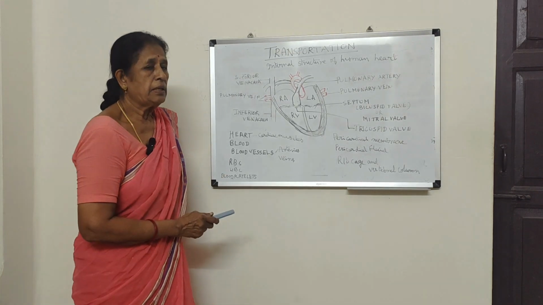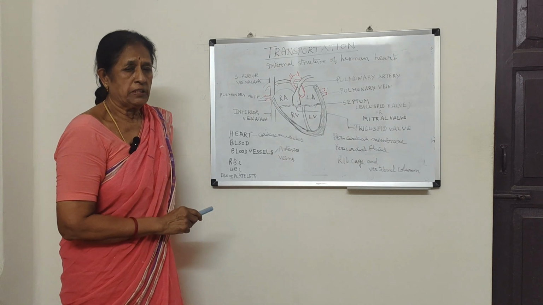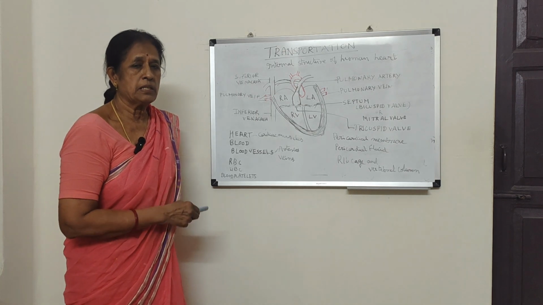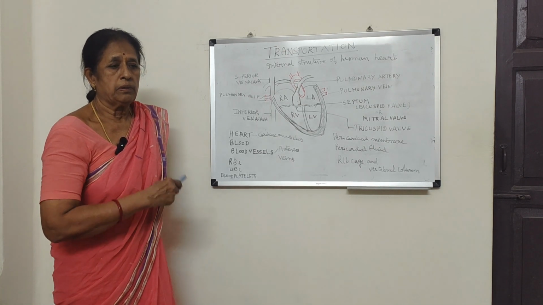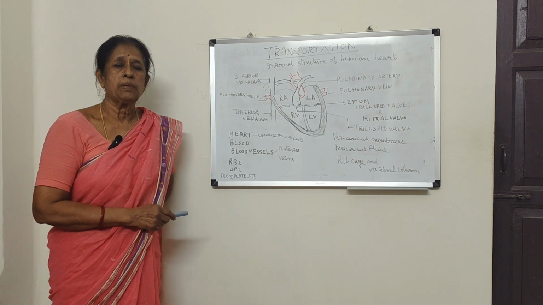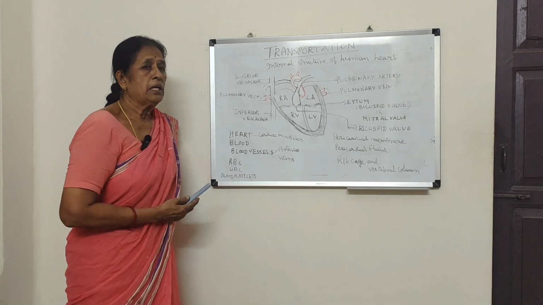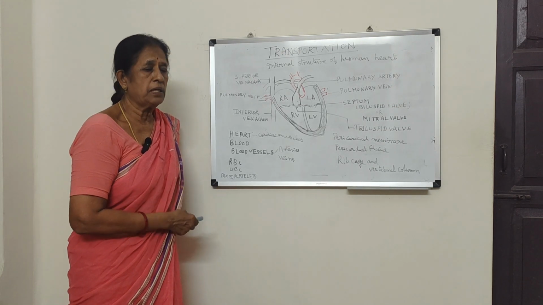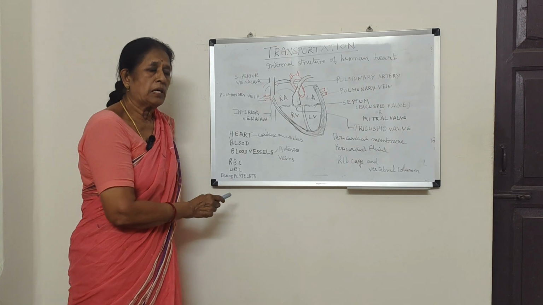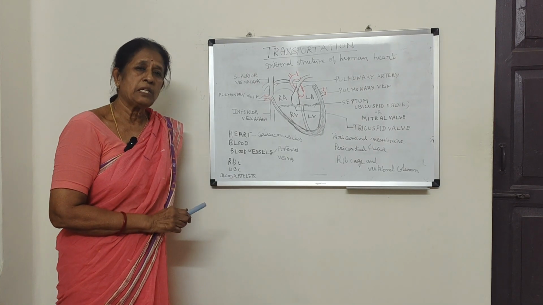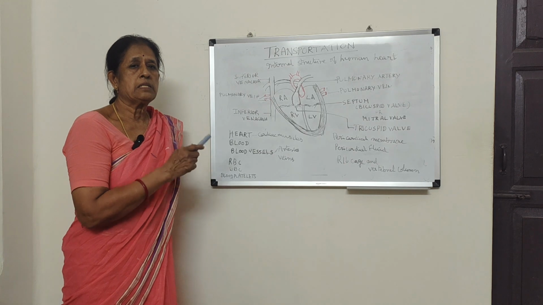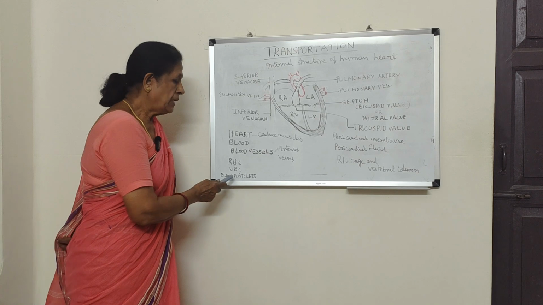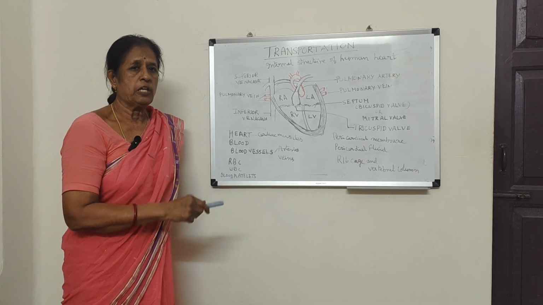And WBC are defensive in their function. That means they fight with the foreign organisms that enter the body, that cause diseases, that cause a lot of disturbance in the normal metabolism of the body. They fight with the foreign organisms, and they protect the body, they save the body, they defend the body. WBC are also called leukocytes. RBC, red blood cells, are erythrocytes. And blood platelets are also called thrombocytes.